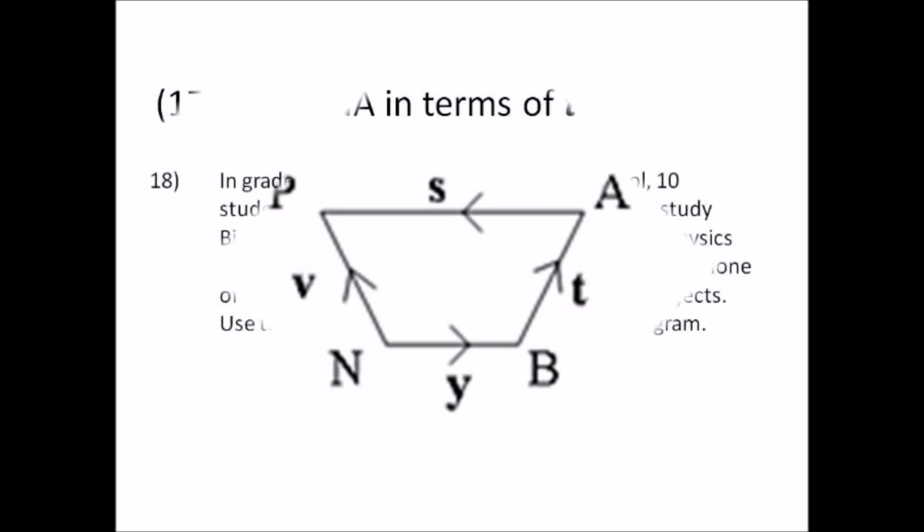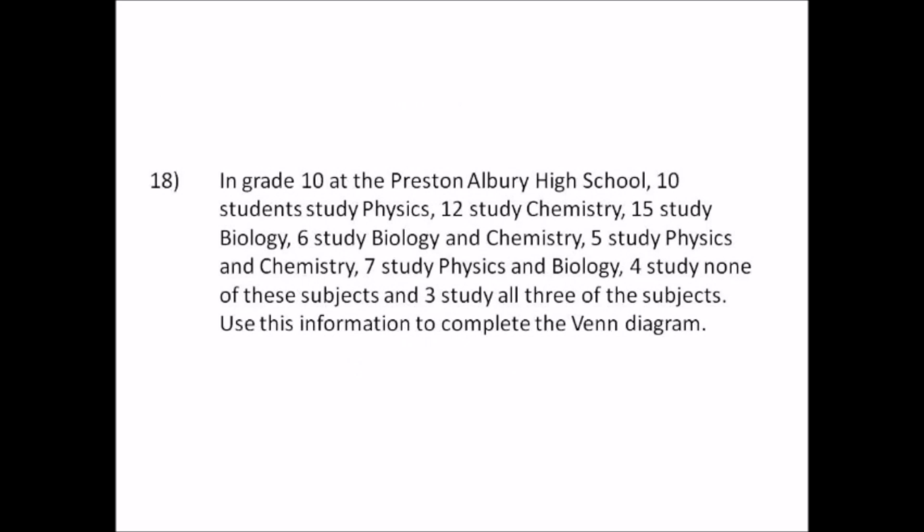Number 18, in grade 10 at the Preston Albury High School, 10 students study physics, 12 study chemistry, 15 study biology, 6 study biology and chemistry, 5 study physics and chemistry, 7 study physics and biology, 4 study none of these subjects, and 3 study all 3 of the subjects. Use the information to complete the Venn diagram. So it's a Venn with 3 circles. So draw that and then label them P for physics, C for chemistry, and B for biology.